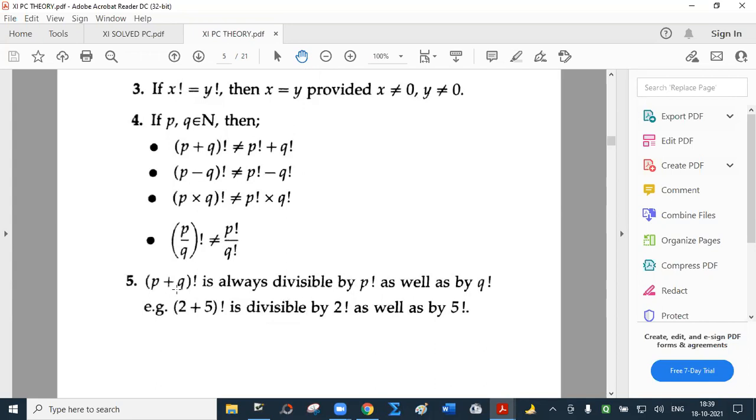Now, I hope you understand this. (p plus q) factorial is always divisible by p factorial as well as q factorial. The reason is simple. p and q are natural numbers. So 2 plus 5, say 7 factorial. 7 factorial is the product of the first 7 natural numbers. Naturally, it includes the product of the first 2 natural numbers. It includes the product of the first 5 natural numbers also. That is fine. Okay. So this is about factorial notation.